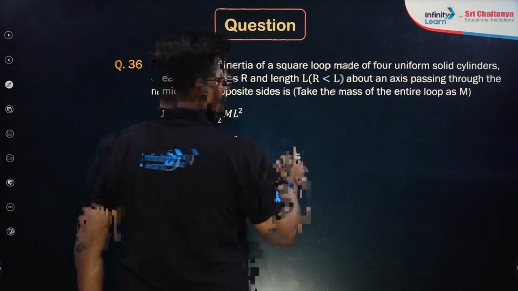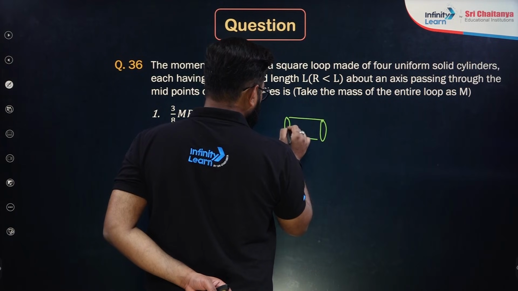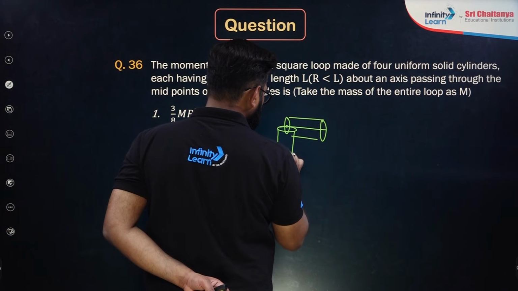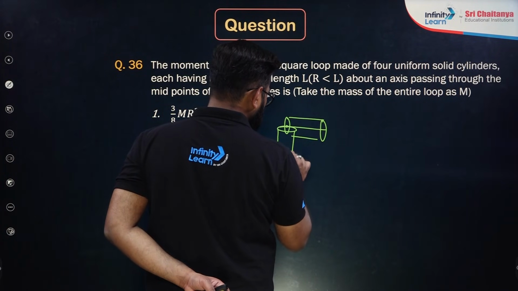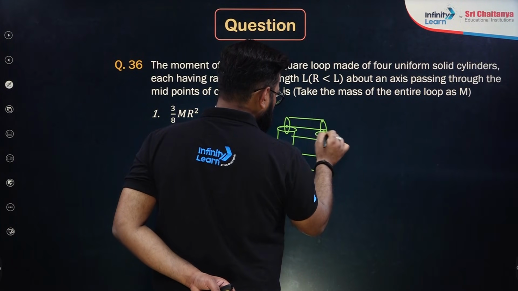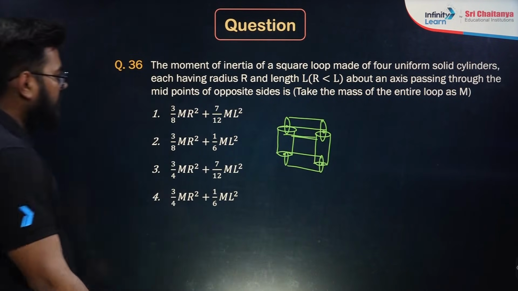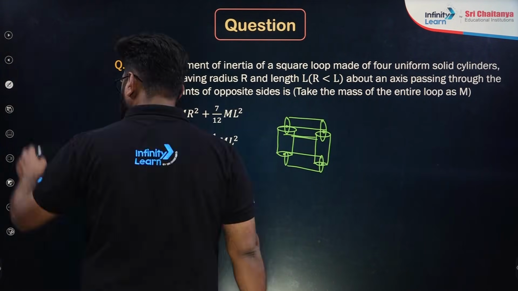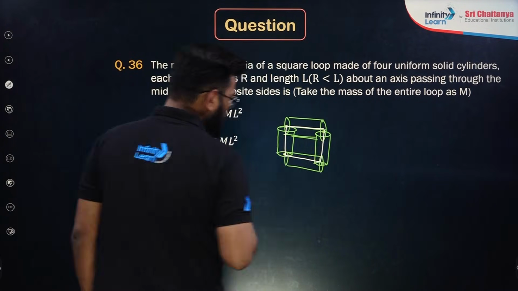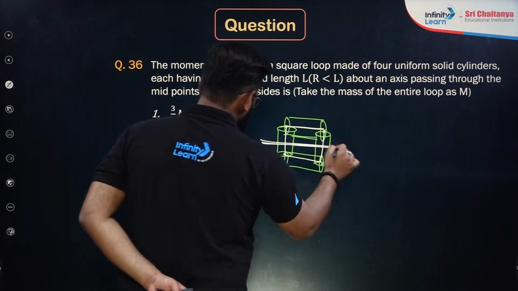I think they are talking about this kind of structure, right? This is one thing, then there is this thing, then there is this thing, and then there is this thing over here. This is the kind of structure. Now, this is a square loop being formed, if you can understand. The cylinders are forming a square loop. Now they want the moment of inertia about this axis over here.